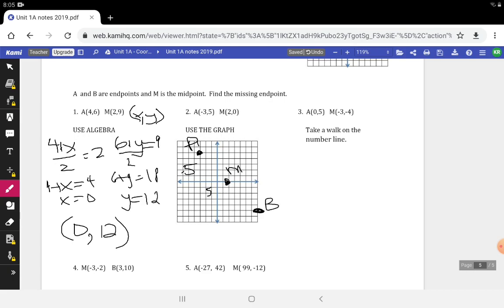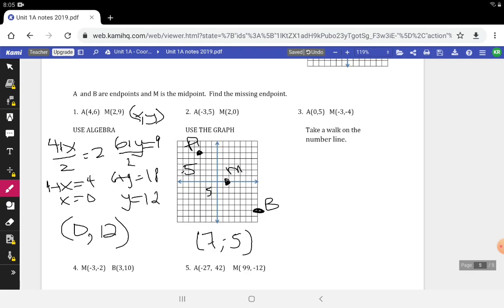Now the last thing you have to remember is to actually write the coordinates. So again, starting from the origin, to get to B, we go right 1, 2, 3, 4, 5, 6, 7. So the x value is 7, and the y value is negative 5.